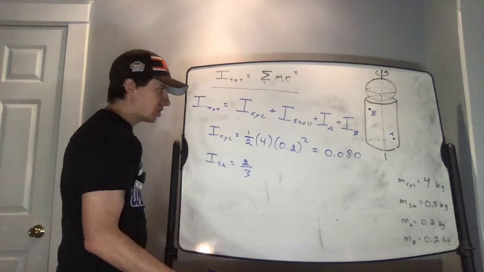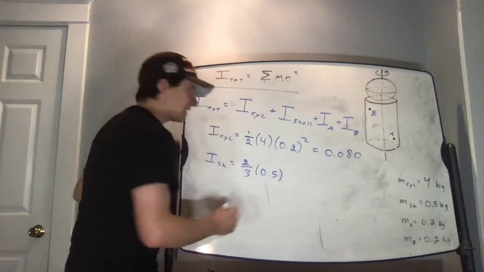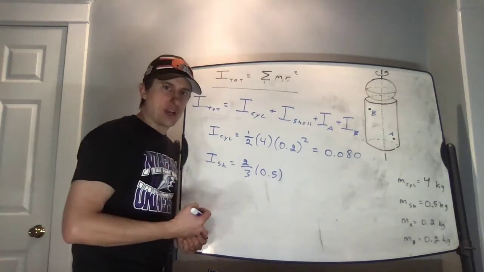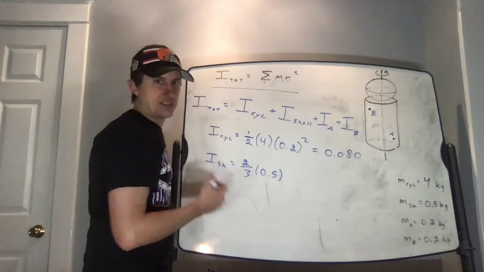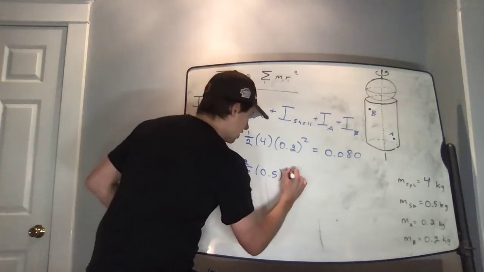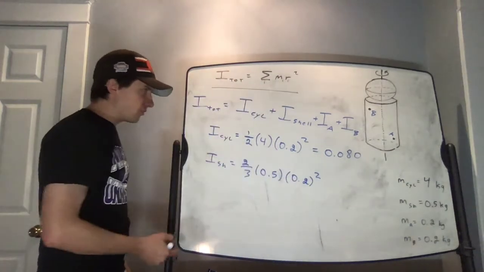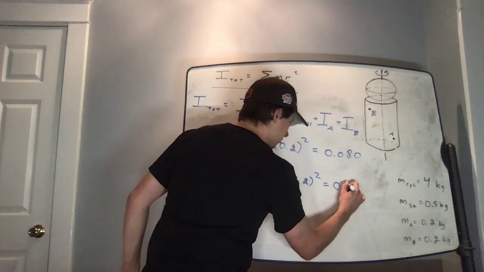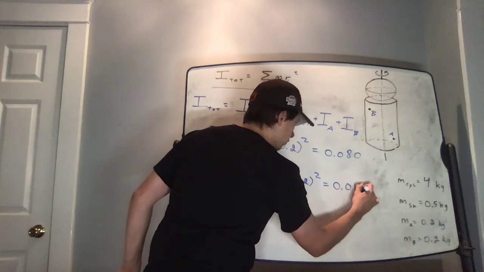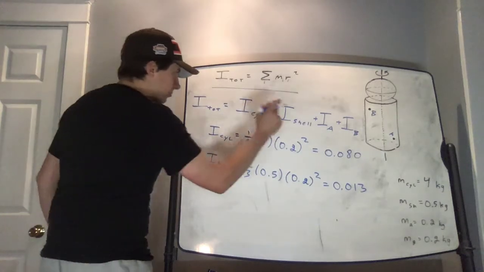For my thin spherical shell, the moment of inertia is 2/3 times the mass of my shell, which in this problem is 0.5, times the radius of the shell squared. In this case, the radius of the shell happens to be the same as the radius of the cylinder, so I'll again have 0.2 squared. If I put these numbers in a calculator, I find that the moment of inertia of my thin spherical shell is 0.013.